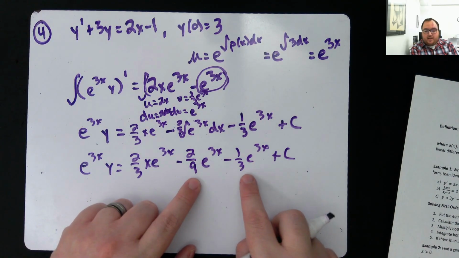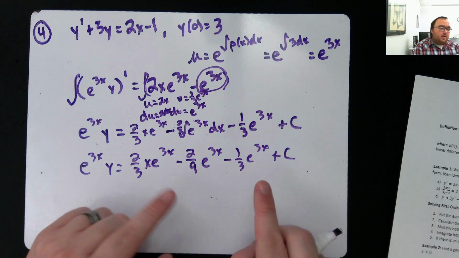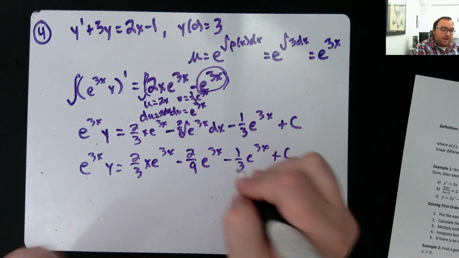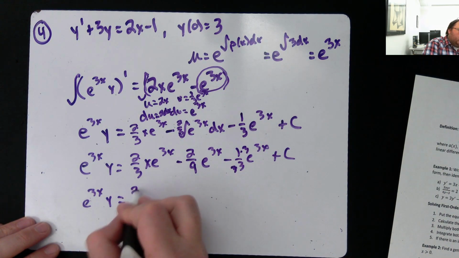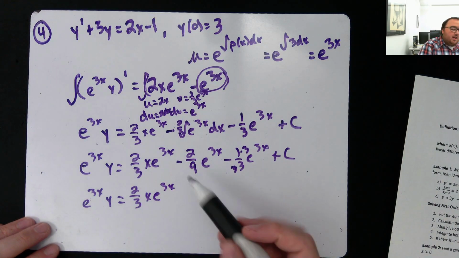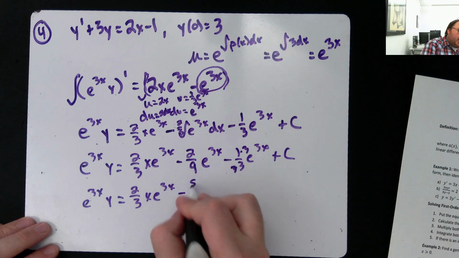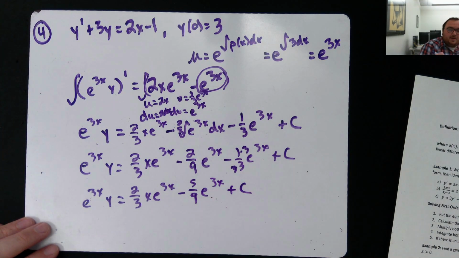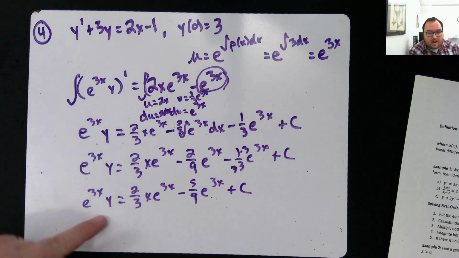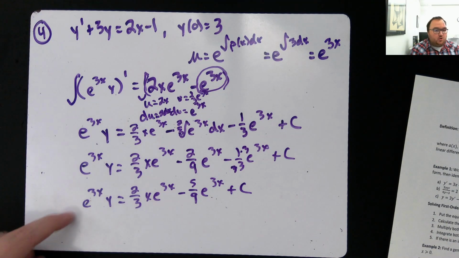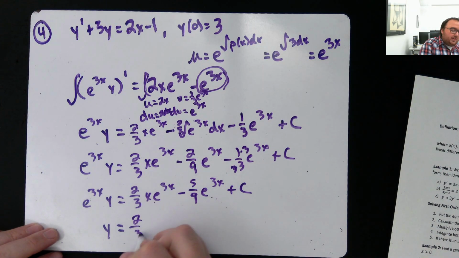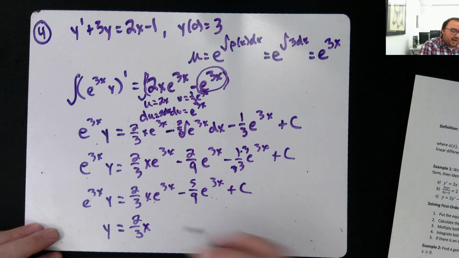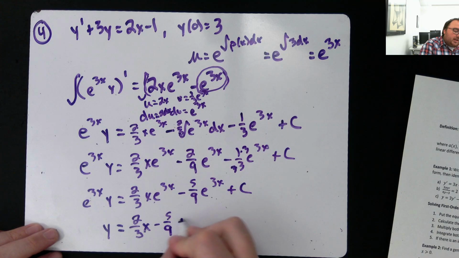I have like terms here, so if I want to, I can combine them. The common denominator must be a 3 or a 9, so multiply by 3. E to the 3x y equals 2/3 x e to the 3x. Negative 2 minus 3 is negative 5, so minus 5/9 e to the 3x plus c. But I want to solve this for y, which means I need to divide it now by e to the 3x. Doing that on my first term cancels it out, so I just have 2/3 x. Same thing here, it cancels that out, minus 5/9 plus, but then with c, I'm going to have divided by e to the 3x.